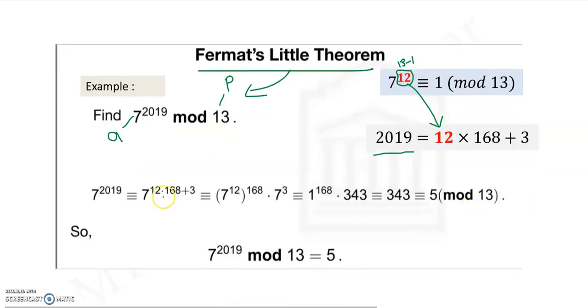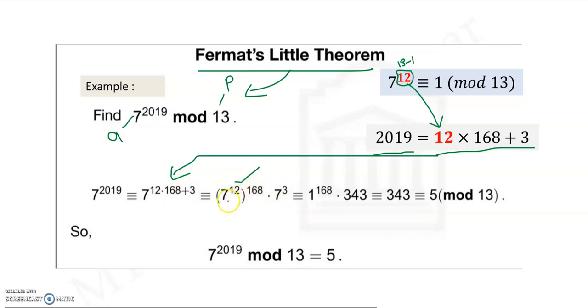Now you see here, 7 to the power 2019 modulo 13 is what we require. Here I am going to substitute: 7 to the power 2019 I can write as 7 to the power 12 to the power 168 times 7 to the power 3. Here the base is the same, so I separate it as 7 to the power 12, whole to the power 168, multiplied by 7 to the power 3.